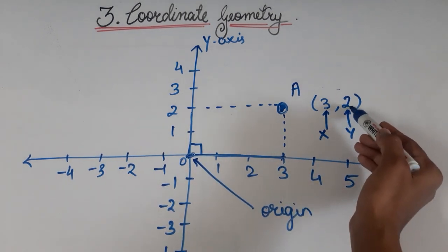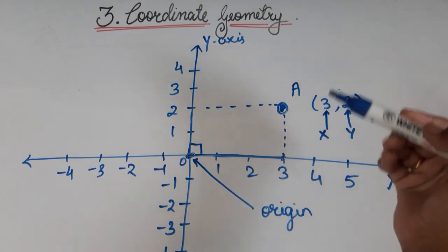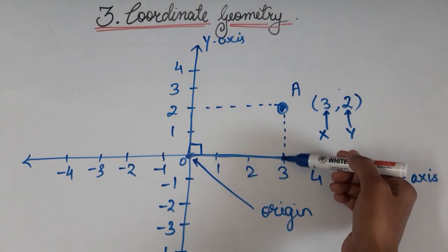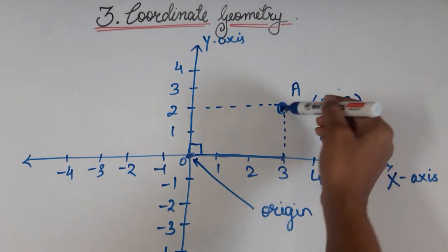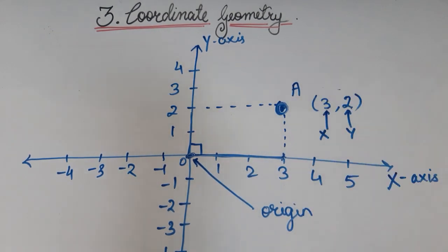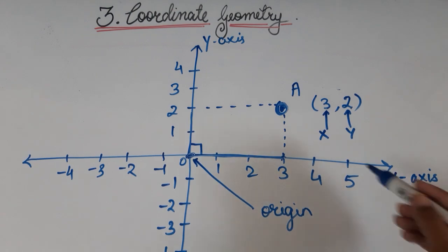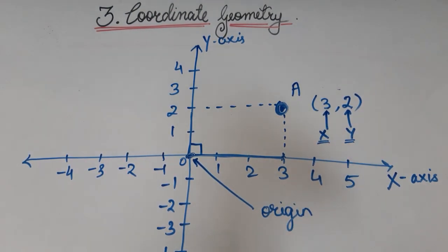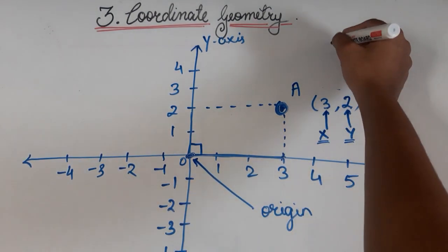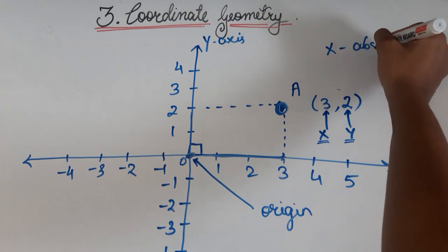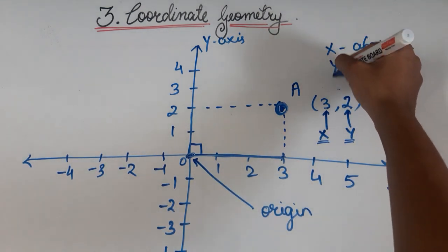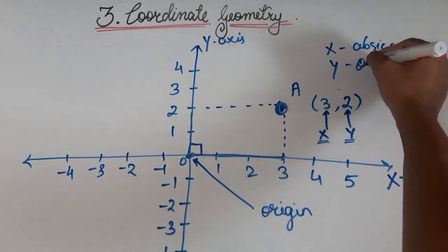And then the y coordinate is 2. Plus 2, so you go up, above the origin. So 2 units above the origin, you reach here, and this is the position of your point 3 comma 2. So always the first number is your x coordinate, the second number is your y coordinate. Now this x coordinate is also called the abscissa and the y coordinate is called the ordinate.